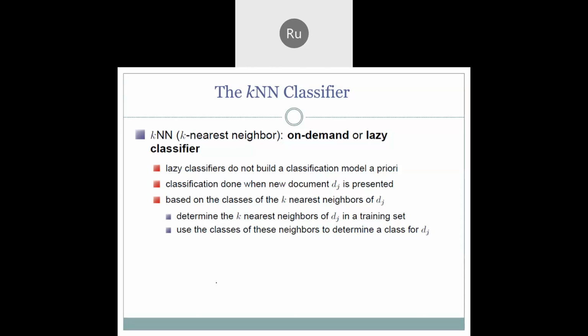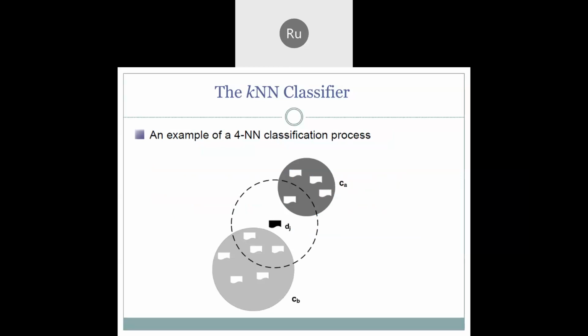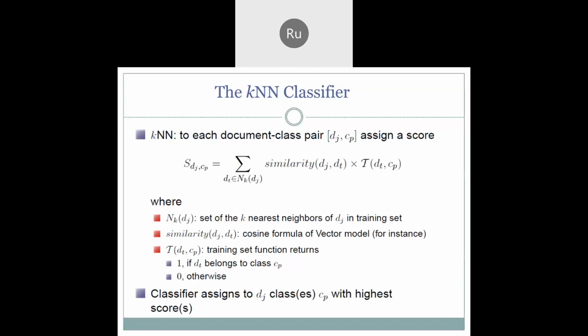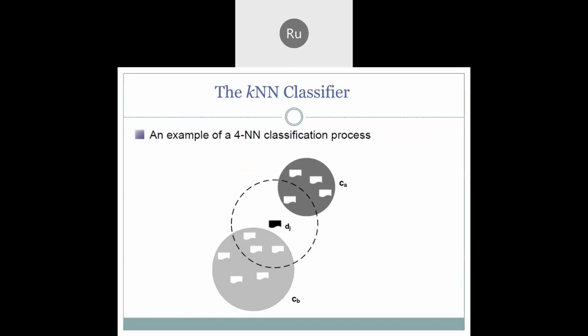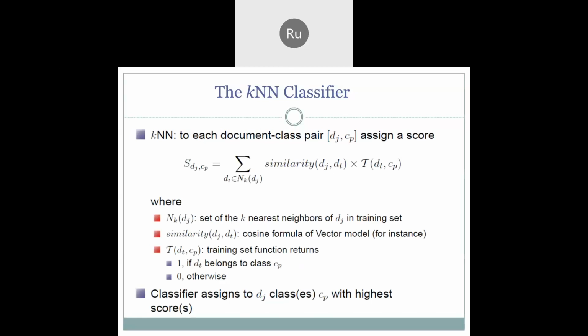For example, like this, the new document DJ here: if we have 4 nearest neighbors and 3 of them belong to class B, we decide the new document DJ belongs to class B, because we have 3 documents that are nearest to the new document we have here. So the similarity here depends on the similarity function.